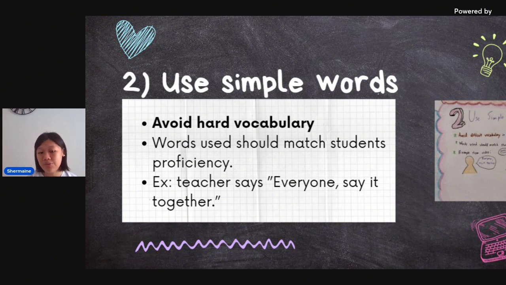So, as an example from the video, the teacher might say, "Everyone say it together." These four words are really easy. Everyone can comply. So the students, after listening, can understand what they should do now and comply very fast and very easily.